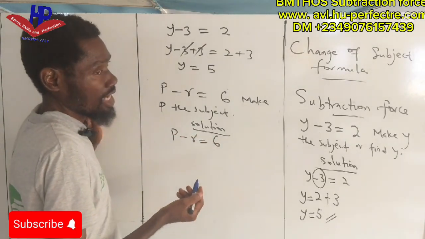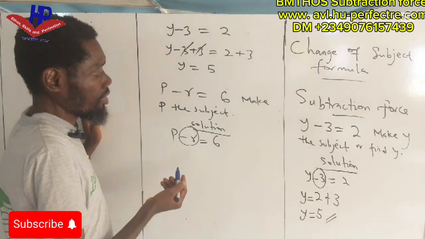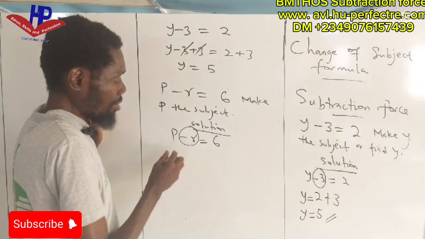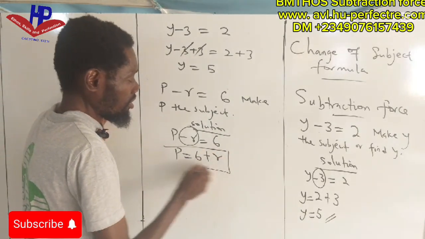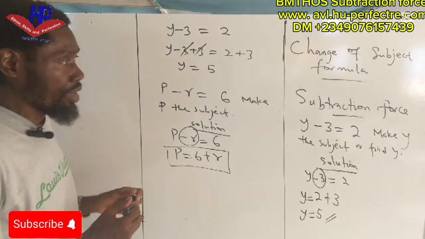We want to make p stand alone, but p has a barrier of minus r. For p to stand alone, we need to take minus r to where we have 6. That becomes p is equal to 6 plus r. This is the final result. We've been able to make p the subject of the relation.